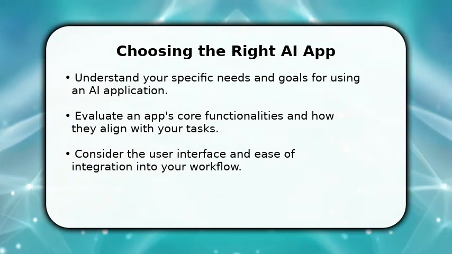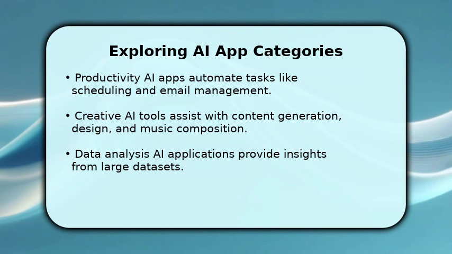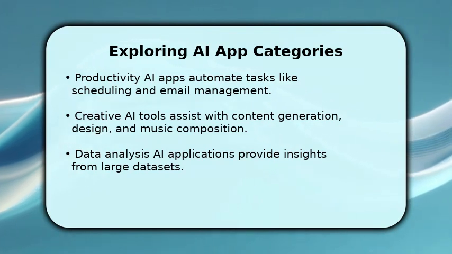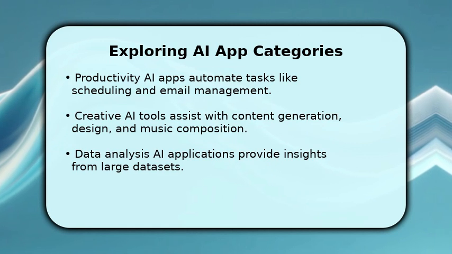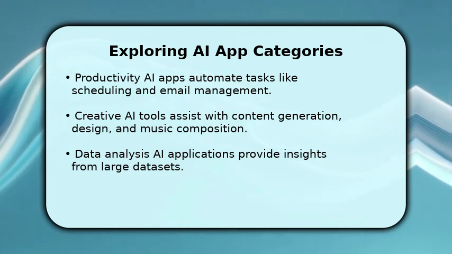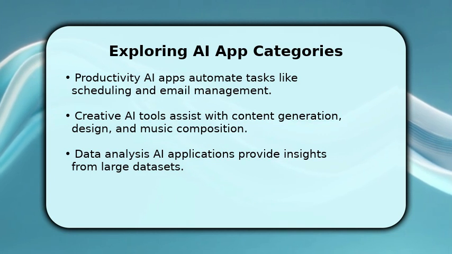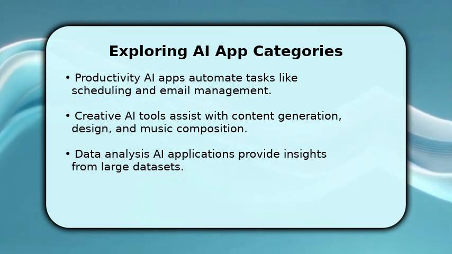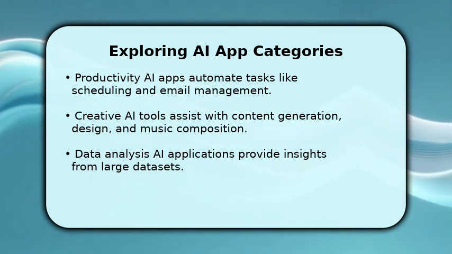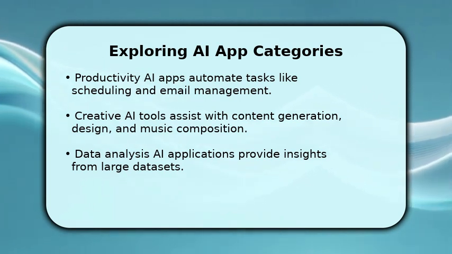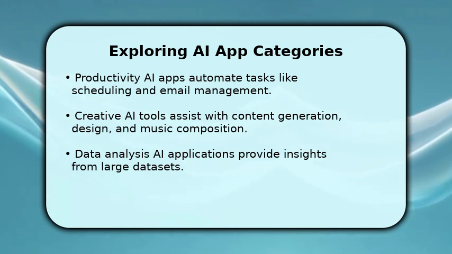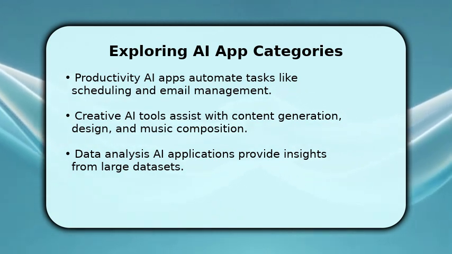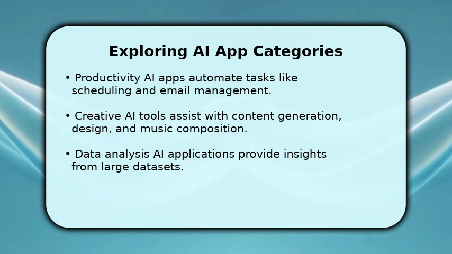and effective choice. AI applications broadly fall into several categories. Productivity tools, for instance, can automate repetitive tasks, saving you valuable time. Creative AI apps empower artists and writers by generating new ideas or refining existing content. Meanwhile, data analysis applications help make sense of complex information, revealing patterns and insights that might otherwise be missed. Each category serves distinct purposes.